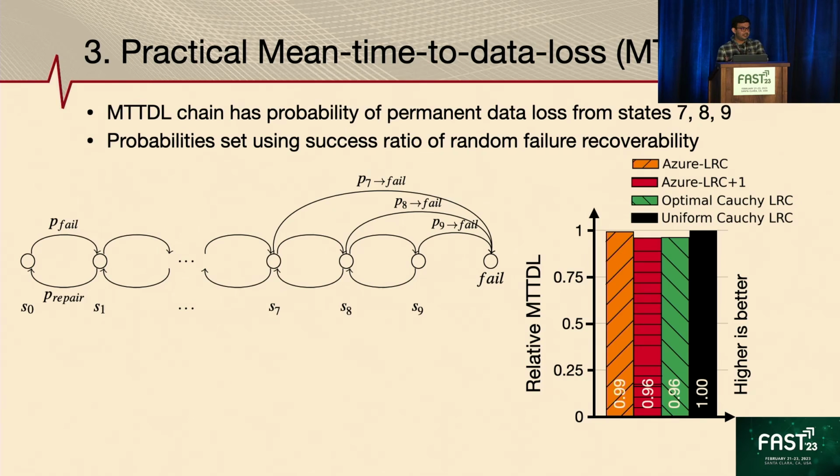Remember, this number is quite close. It's 0.96 compared to 1, but we are talking of MTTDL, whose value is typically in hundreds of millions of years, and so even this small percentage actually is a large number in absolute sense.